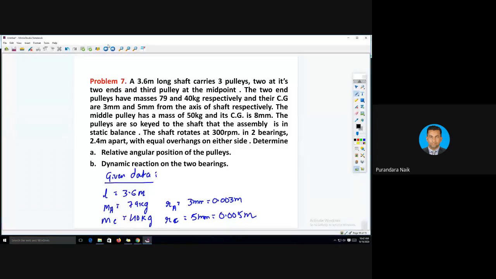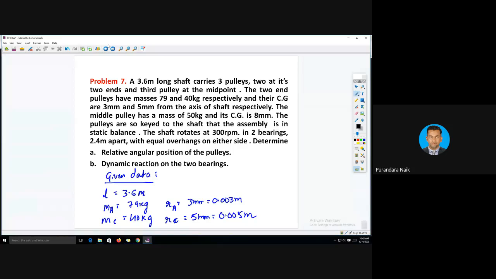You can take A as a reference mass, B as a reference mass, or C as a reference mass. It's left to you because the angle is not given in the problem. If any one angle is given, you could have taken a particular plane. So if in the problem the angle of B is 90 degrees with respect to A, then you must take A as a reference plane, because this 90 degrees is measured from A. The angle of B is 90 degrees with respect to A. That's why you should take A as a reference plane.